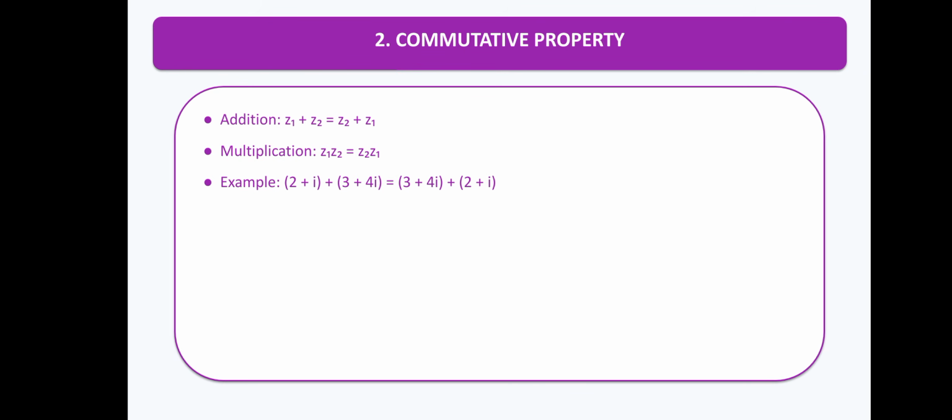Now we have commutative property of multiplication. z1 into z2 is equal to z2 into z1. Again, the order doesn't matter. We get the commutative property with respect to addition and with respect to multiplication, but commutative property does not exist in subtraction and division.